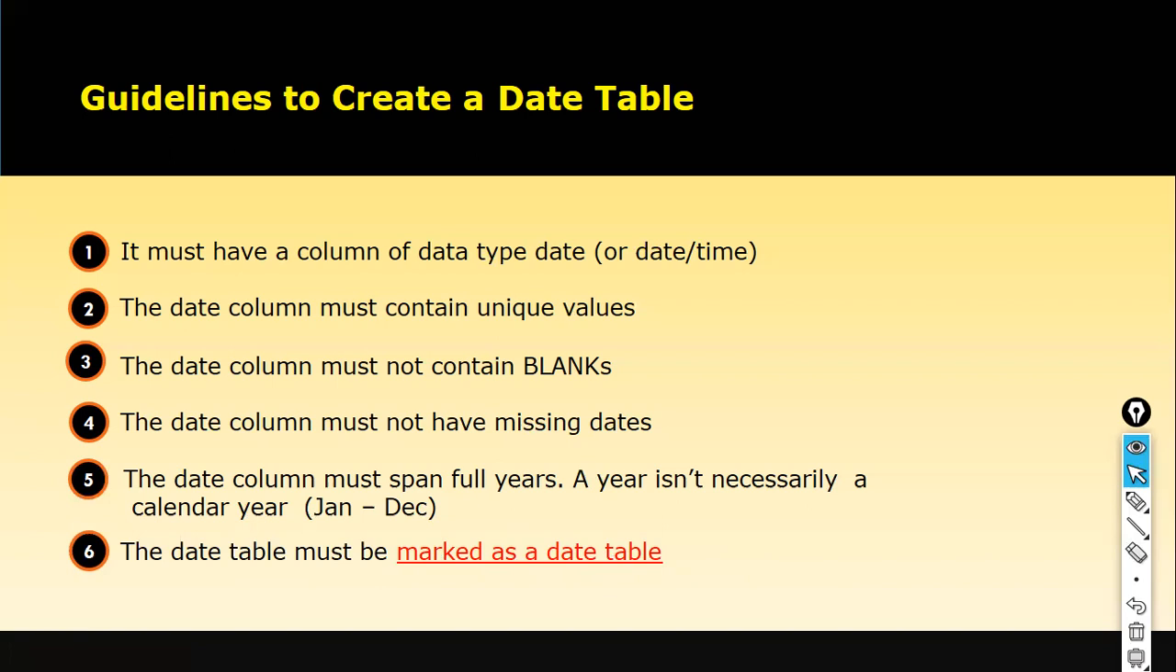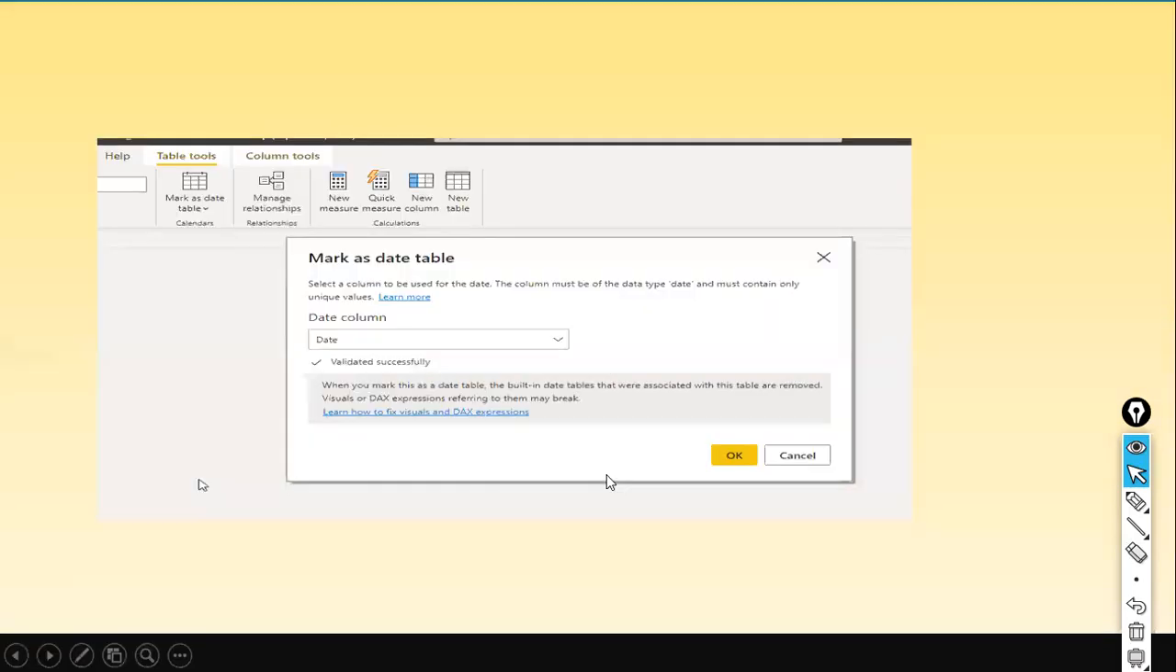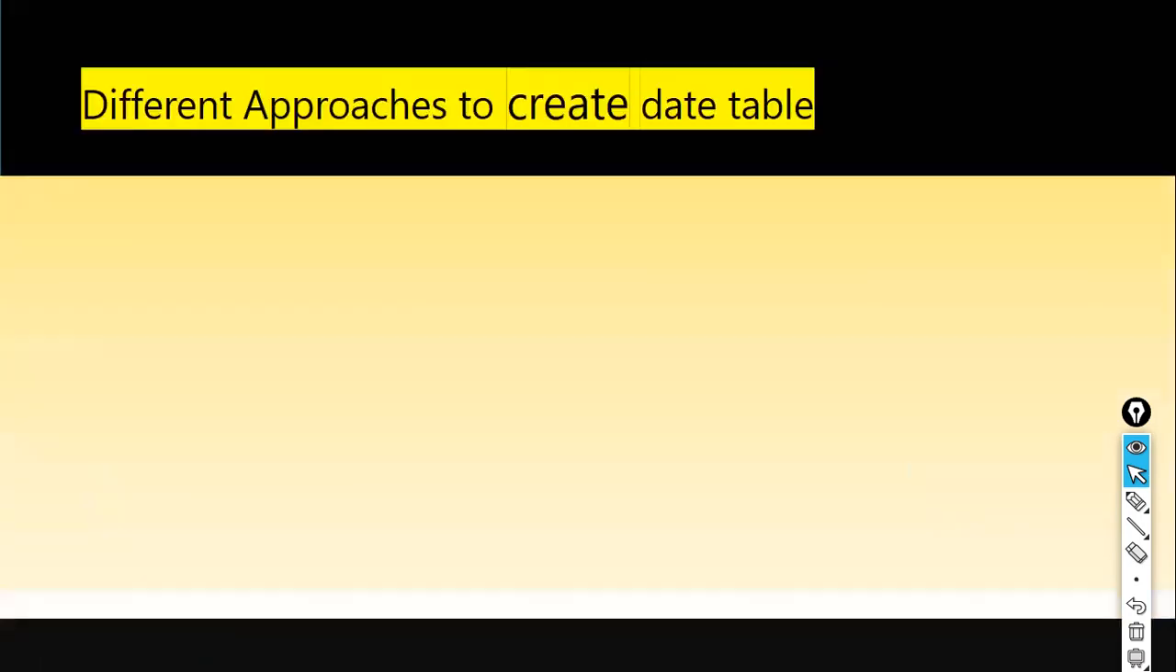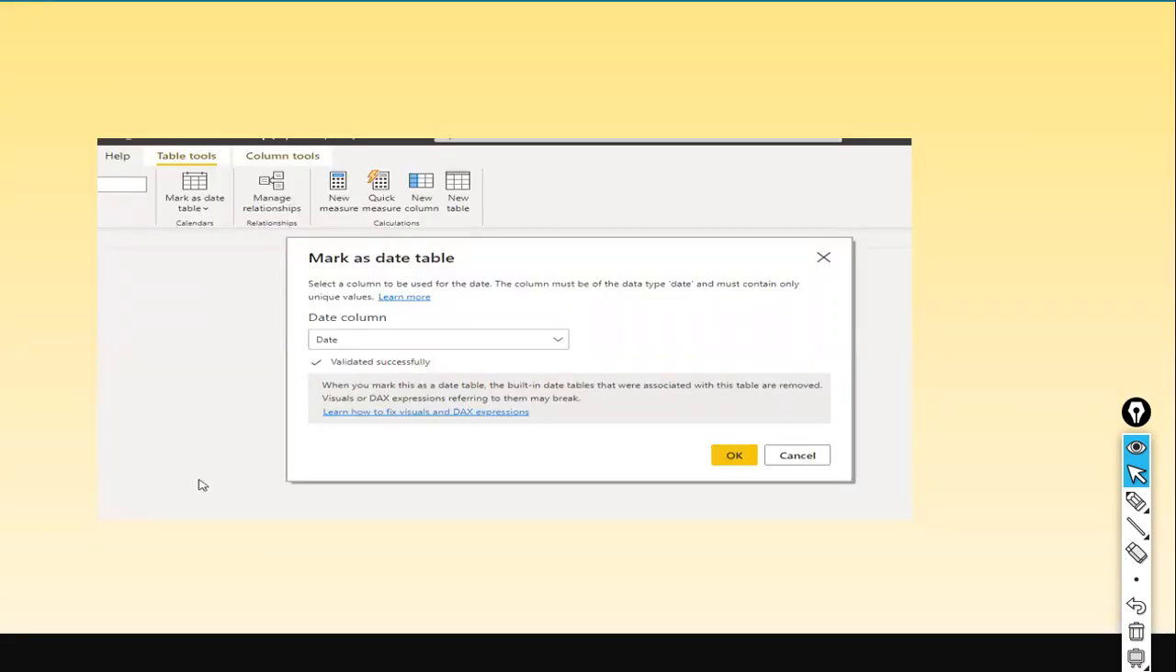Automatic date tables we also discussed. The automatic date tables are created automatically based on the number of date columns available in the dataset or model. For example, if you have three date columns in your table, for each date column it creates a separate date table automatically. The disadvantage is you cannot view the date table.